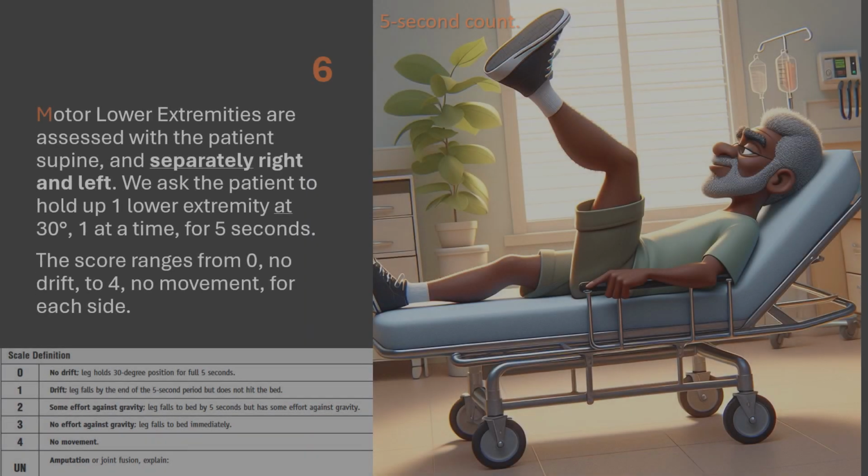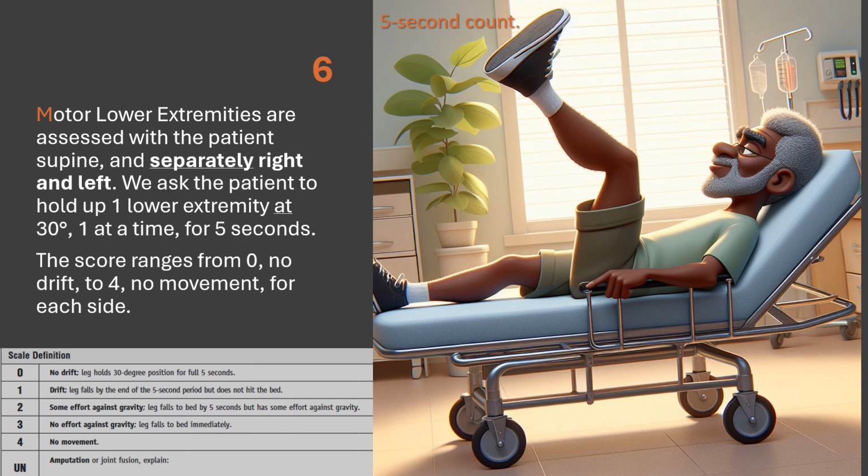Motor lower extremities are assessed with the patient supine and separately right and left. We ask the patient to hold up one lower extremity at 30 degrees, one at a time, for 5 seconds. The score ranges from 0, no drift, to 4, no movement, for each side.